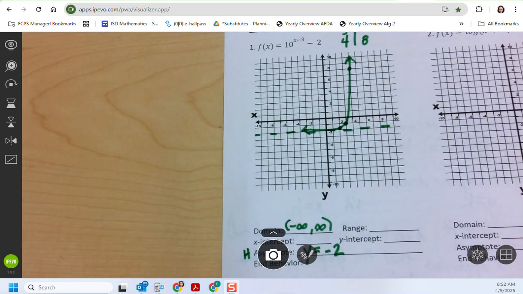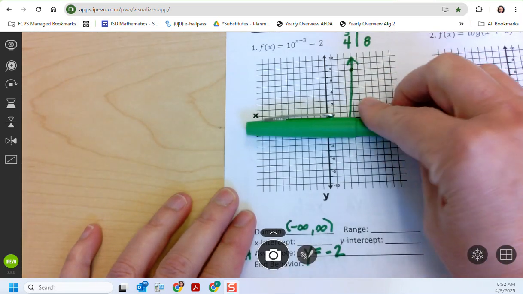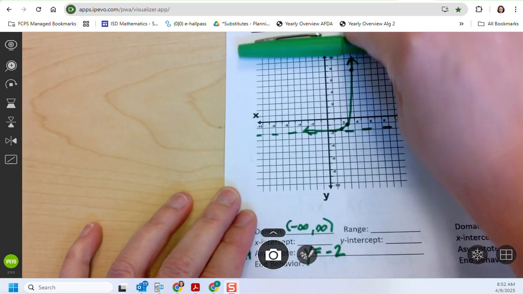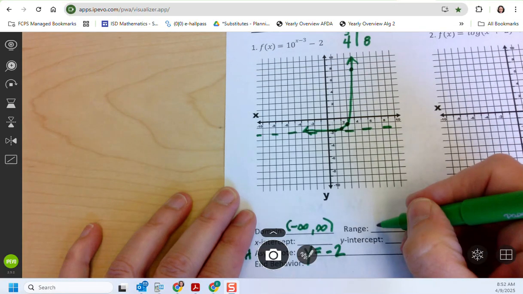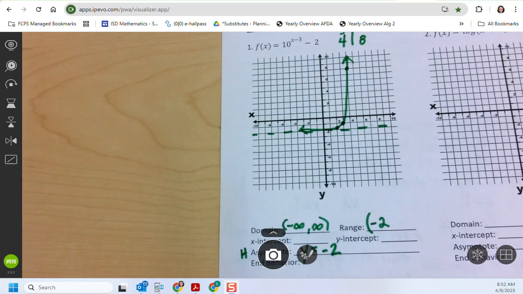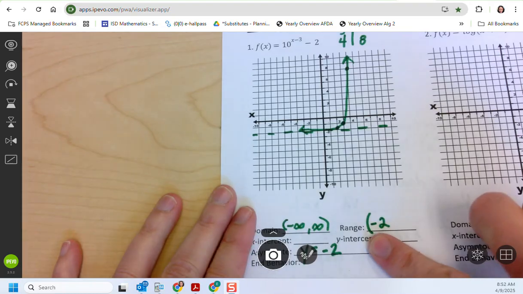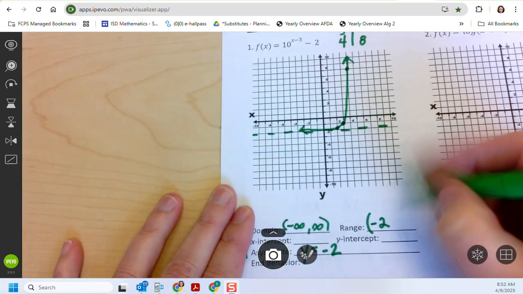Okay, your range does not start at negative infinity. Because of the horizontal asymptote, that's holding the whole graph above the -2. So your range starts right after -2. I know your calculator says that you're going to hit -2, but you're not. That's just your calculator's rounding error. You're getting really, really close to -2 without ever touching it. So your range starts right after -2. That's why I use the parentheses. And then it continues going up to infinity.